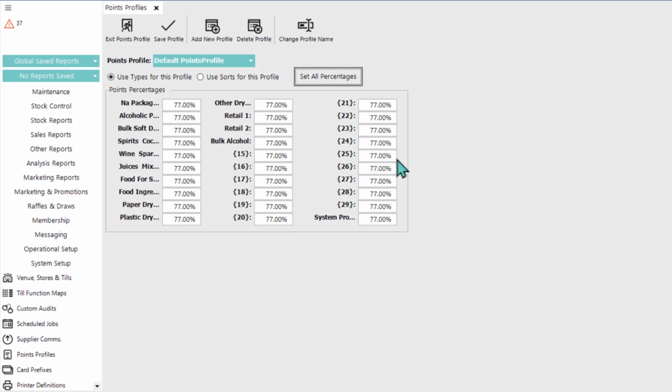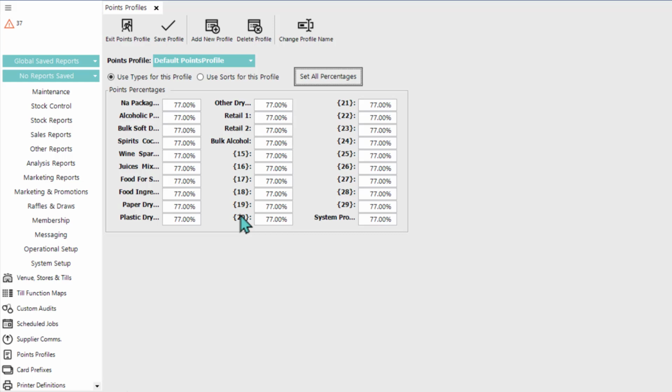So when this points profile is used like this, all products are going to weigh the same. So in other words, $100 that's spent on bulk soft drinks here, any of the products that belong to that type, will earn 77 points, and so will $100 that are spent on spirits and cocktails. And redemption rates work similarly, but in that case we'd be setting the rate of points needed to redeem. So here 0.77 of a point would be redeemed for $1.